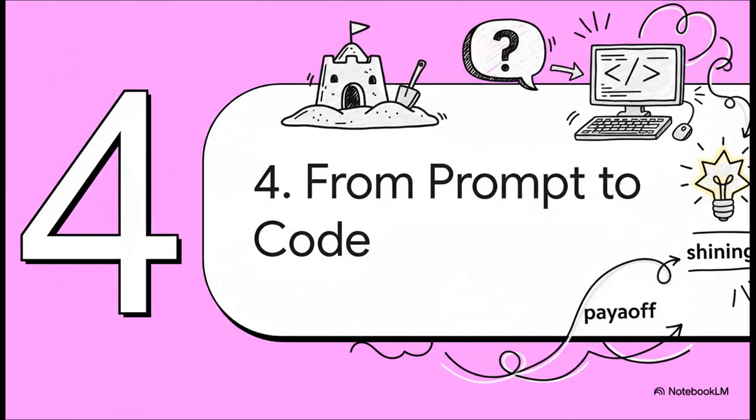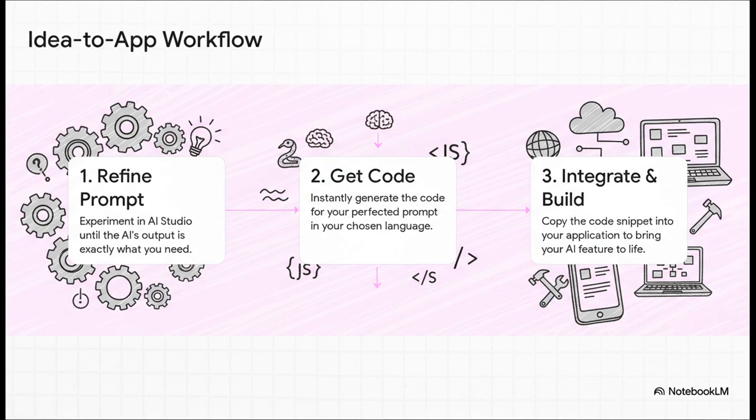So, you've been playing in the sandbox, you've perfected your prompt, you've used all these awesome tools. What's the big payoff? Well, this is where AI Studio really shines, turning that experiment of yours into actual usable code. And the workflow couldn't be simpler. First, you just tinker in AI Studio until you get the perfect response. Then you click one button, get code. That's it. It instantly generates all the code you need in whatever language you prefer. Python, JavaScript, you name it. Finally, you just copy and paste that snippet into your project, and poof, your AI feature is alive.